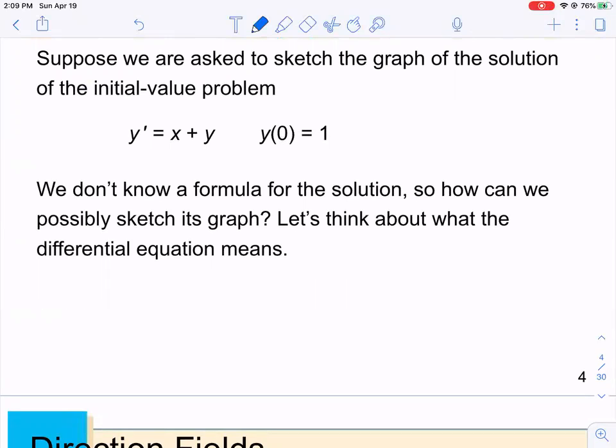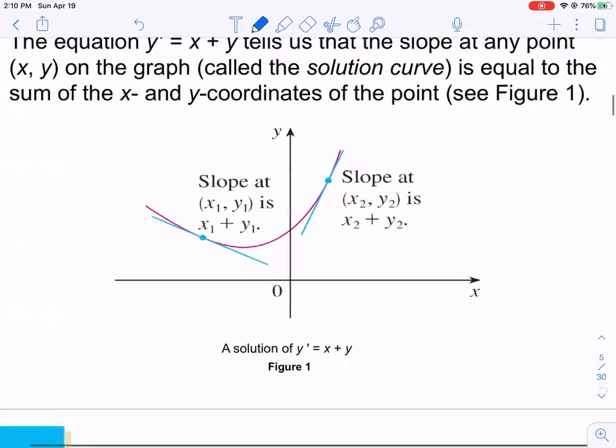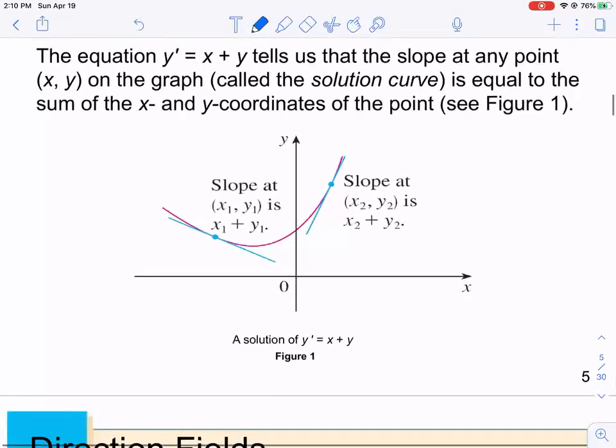Okay, so suppose we were asked to sketch the graph of the solution of this problem. We don't know the formula, so how can we possibly sketch a graph? Let's think about what the differential equation means. The differential equation gives the slopes of the solution curve at certain values.